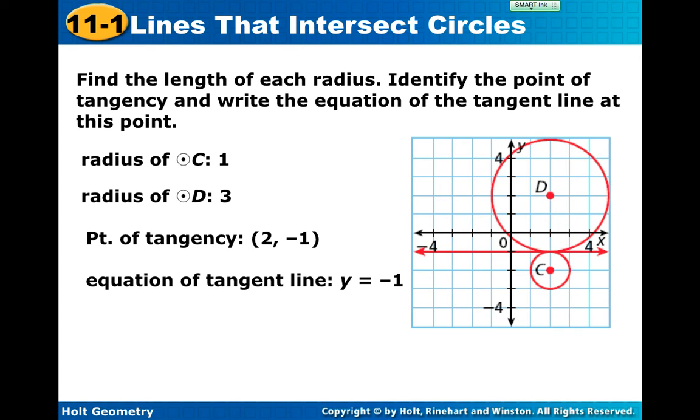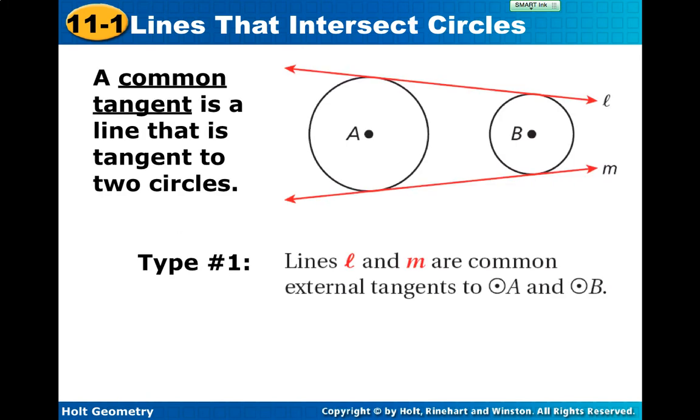All right, looking at some vocabulary, these two circles are tangent. Are they internally tangent circles or externally tangent circles? Externally tangent circles. Okay, the reason I did that is now we're going to focus on the line. Is the line an internal tangent or external tangent? Okay, so the next term, common tangent. What we're referring to is the line that is tangent to both circles.